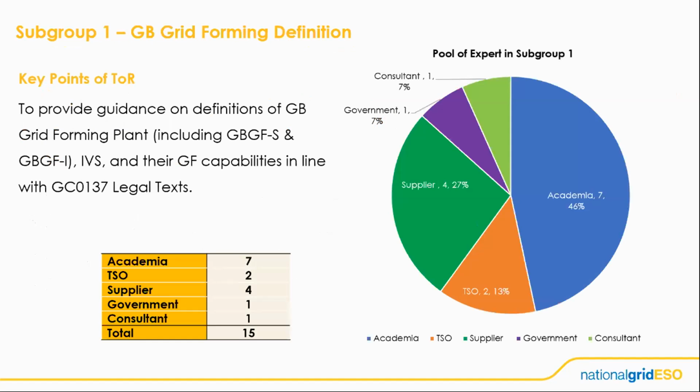The main tasks for this subgroup have been completely to provide the necessary clarifications and the information for the definitions of the GBGF plants, internal voltage sources, and the GB functionality as required in GC0137.